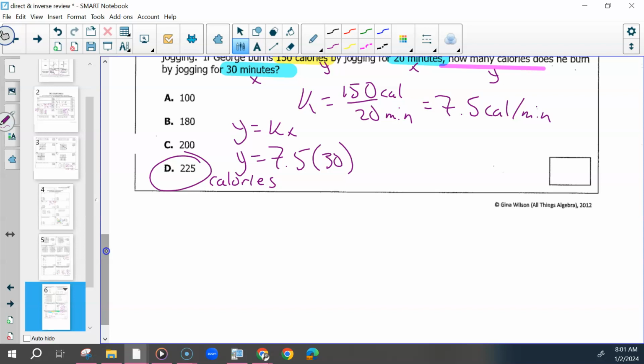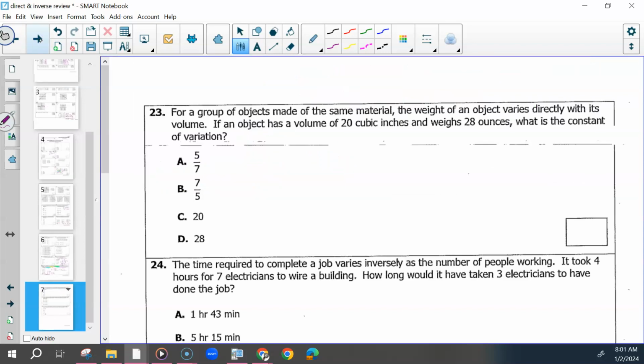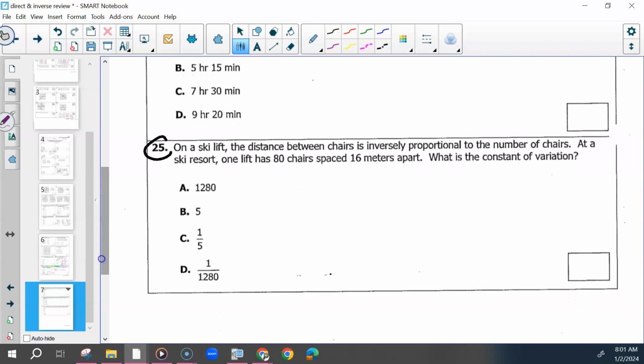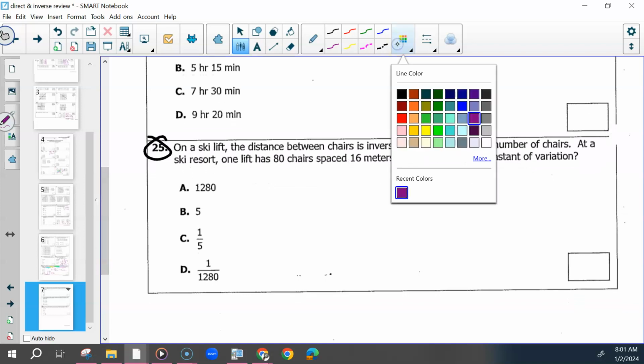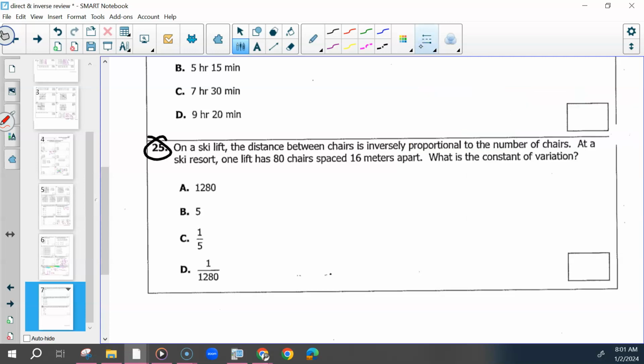Okay, go on to the last page. Any of those you want to go over and have questions about? Which one, honey? 25. Okay. So the 23 and 24, one is a direct, one is an inverse, so you will have seen both.